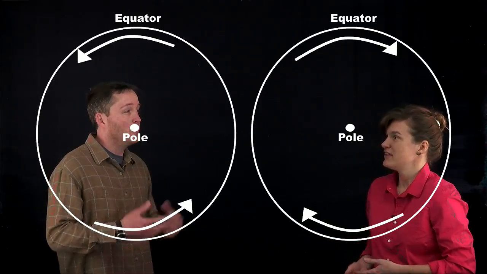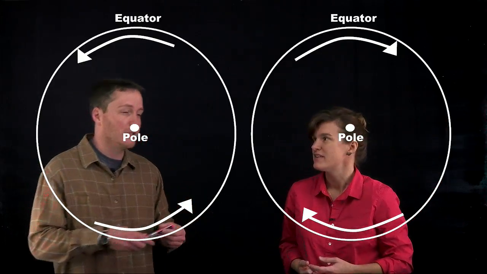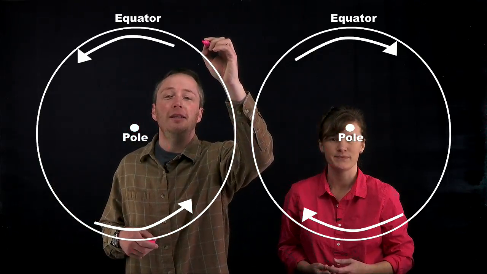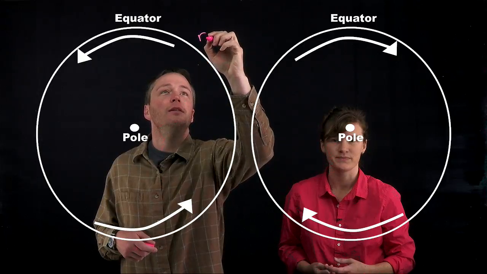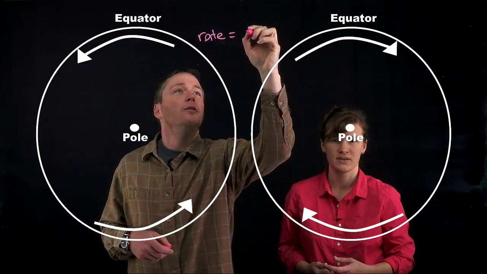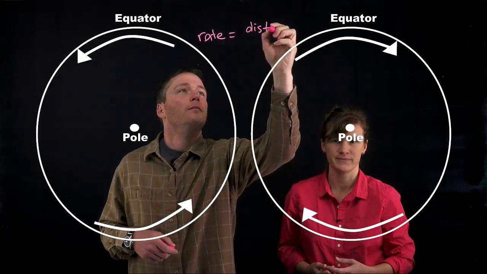Right. So before we get involved too heavily with the Coriolis effect, let's write down our old friend, the rate equation. Okay. Because we're definitely going to need this here. So rate is distance over time. Right.